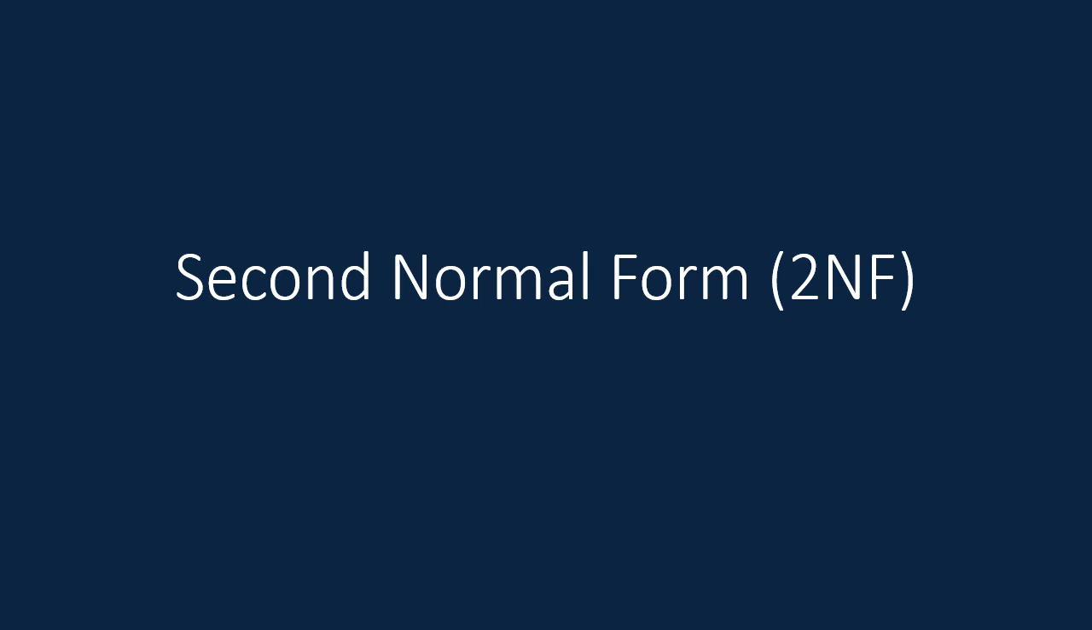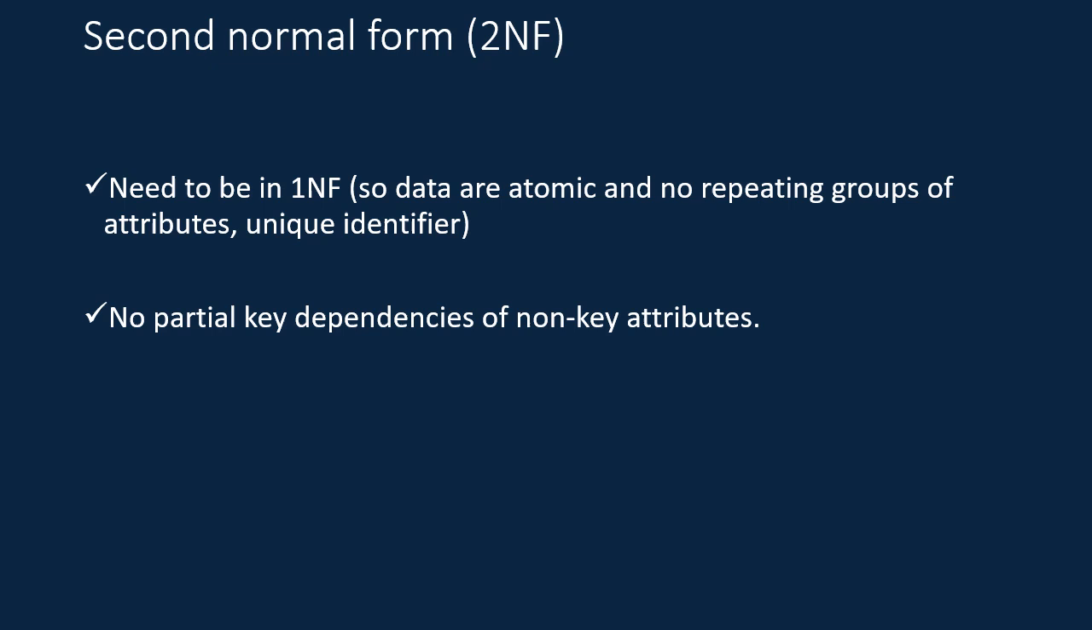I'm going to look at how we can convert a database table into second normal form, given that it's already in first normal form. To understand what a database in second normal form looks like, first of all, it needs to be in first normal form, so data are atomic, there's no repeating groups of attributes, but also it needs to be the case that there's no partial key dependencies of non-key attributes.